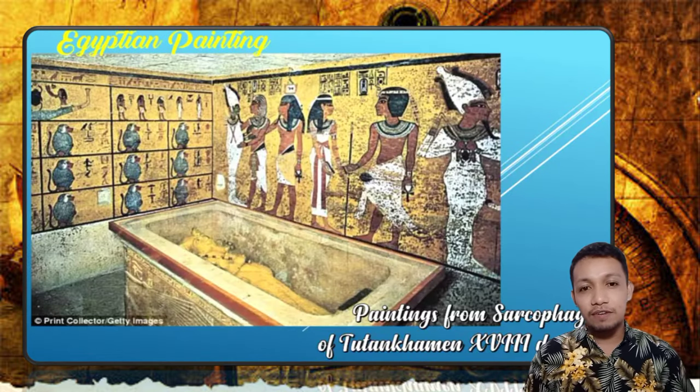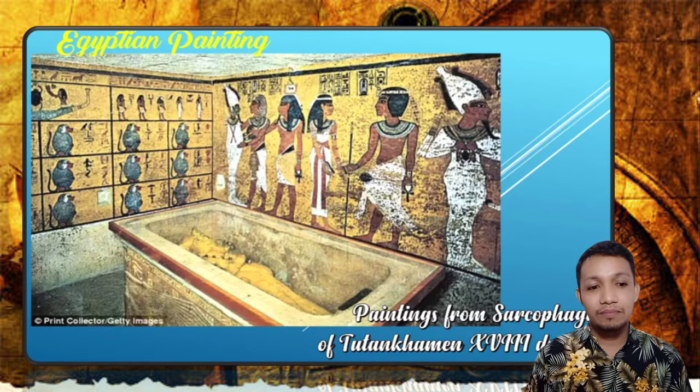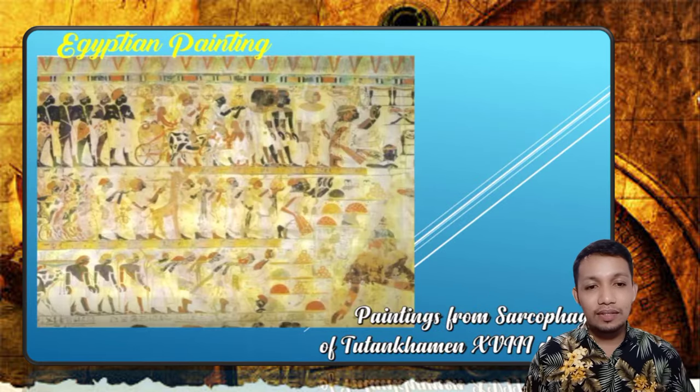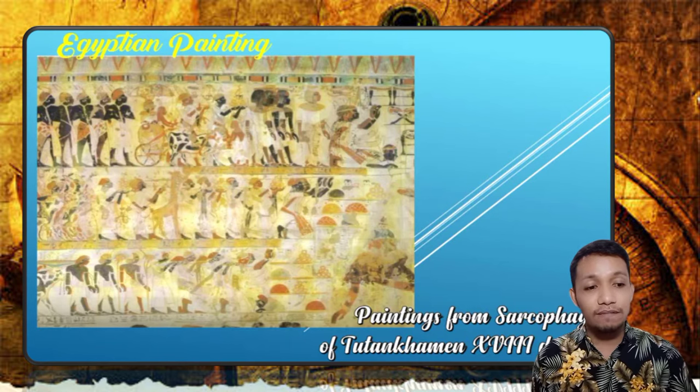These are examples of Egyptian paintings. The first one is the paintings from the sarcophagus of Tutankhamen, the 18th dynasty. The second painting is still found from the same sarcophagus.